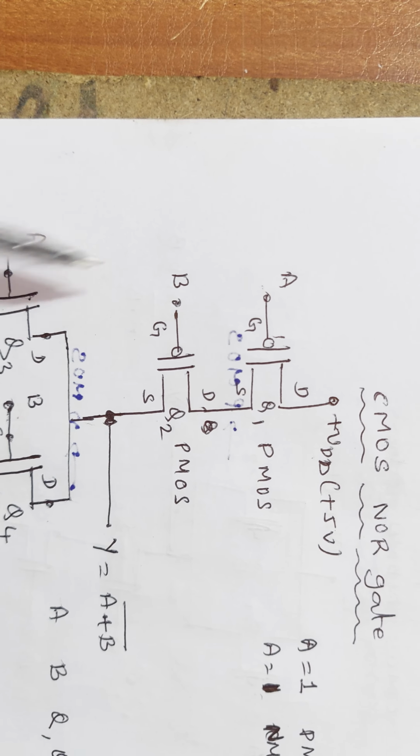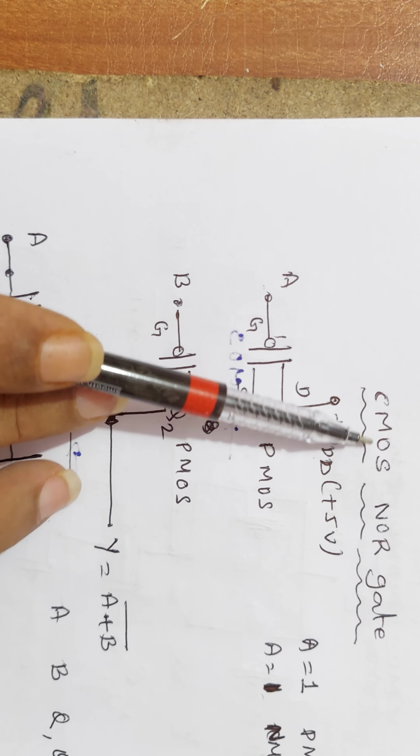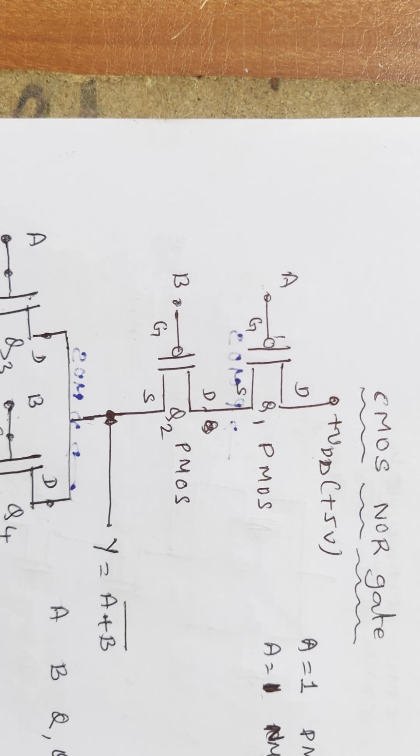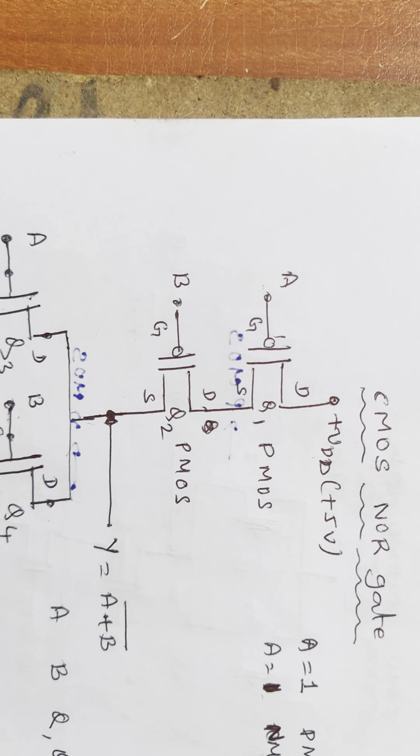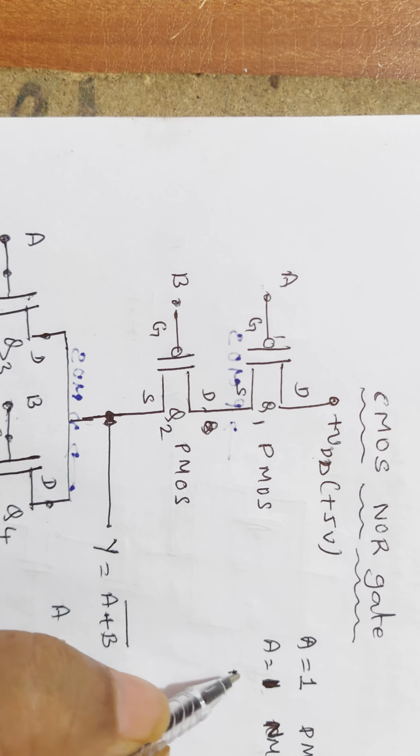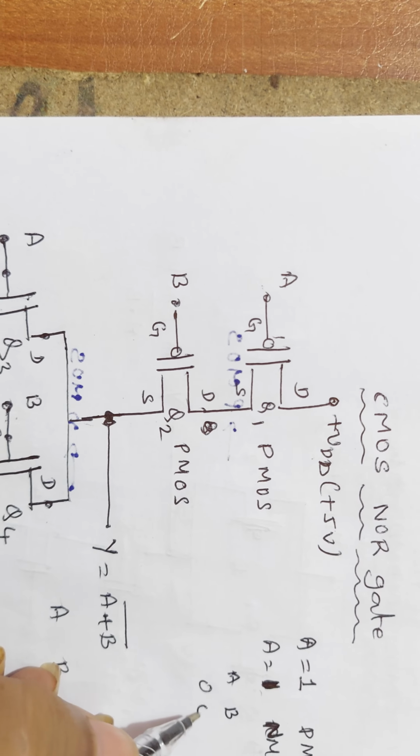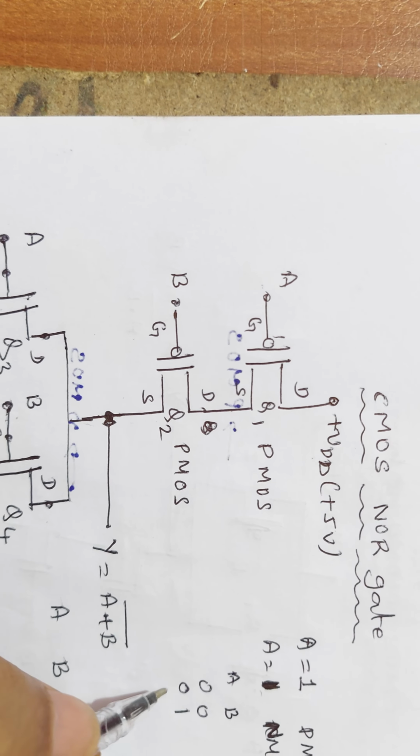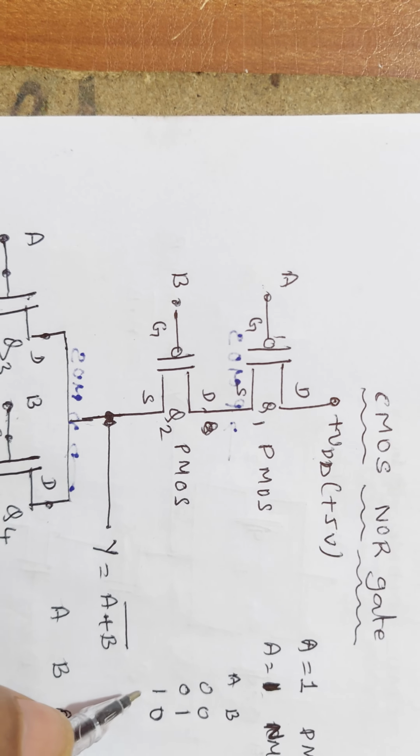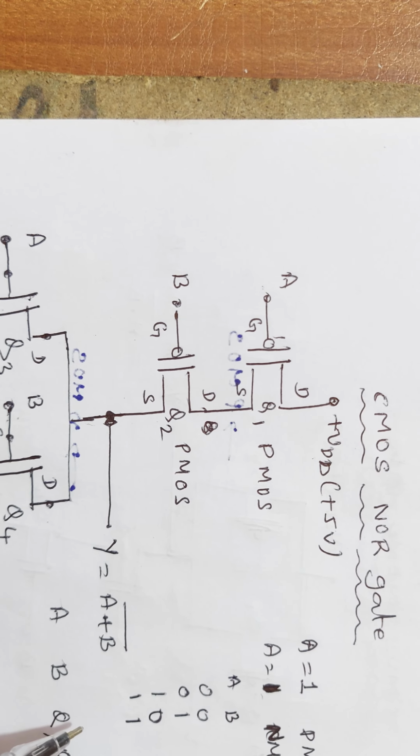This is a simple circuit diagram of a two-input CMOS NOR gate. Now let us see the function, how it works. Since A and B are the two inputs, what are the possible inputs? 0, 0 is one possible input, 0, 1 is another, 1, 0 is another, and 1, 1 is another, in terms of logic.